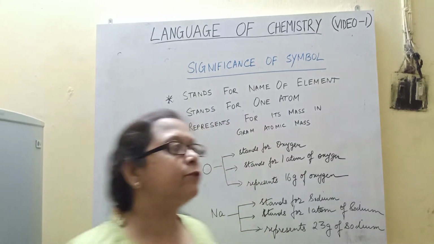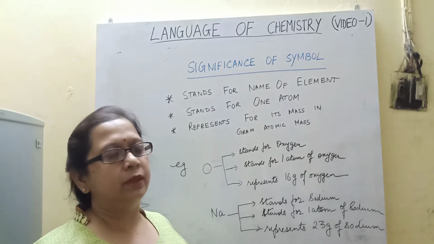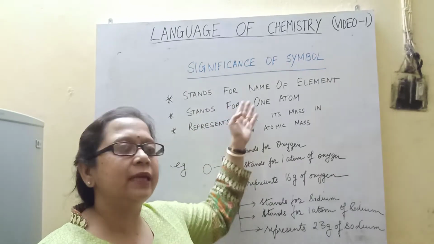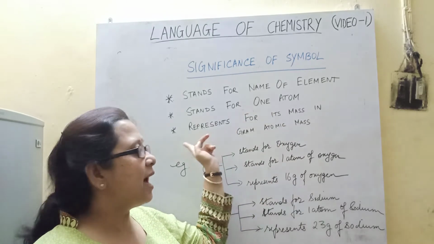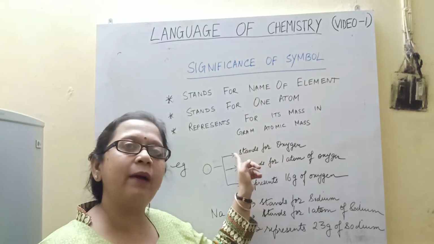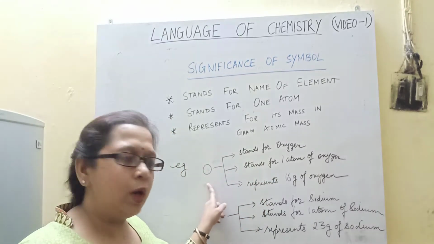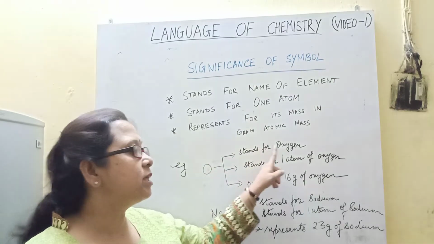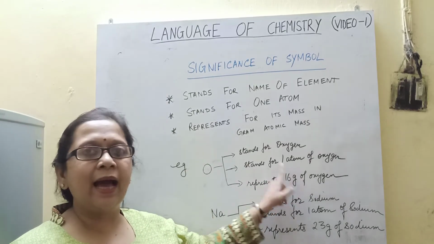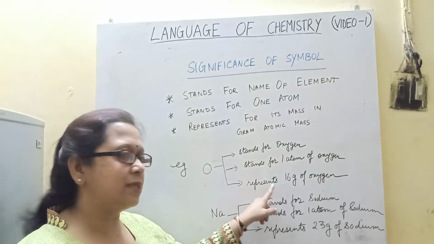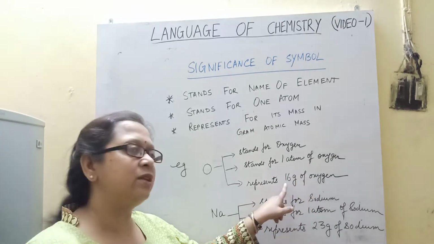Now coming to the significance of a symbol. What are the things we come to know from a symbol? A symbol stands for the name of the element. It stands for one atom of the element and the mass of the element in gram atomic mass. Let us take an example for oxygen, O. This O stands for the element oxygen. It also stands for one atom of oxygen, and this O also represents that the mass of oxygen in gram atomic mass is 16 grams.